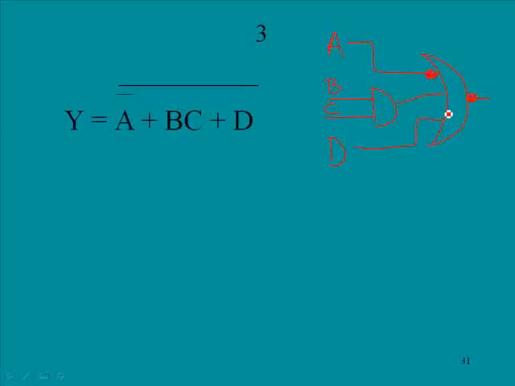Okay, and here we have A plus BC plus D, or A or BC or D. And so we would break it here and here and here. And so let's see, this one would be A, and this one would be, let's see, we'd have B or C, and we need to keep the bracket, and this would be and D.